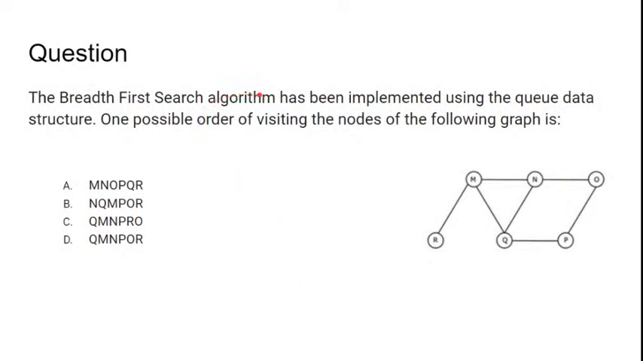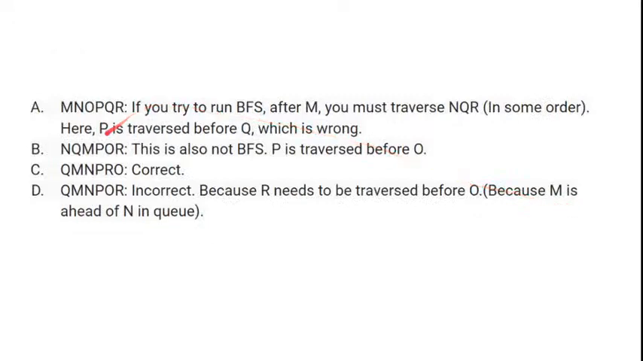The breadth first search algorithm has been implemented using a queue data structure. One possible order of visiting the nodes of the following graph is asked. Breadth first search is implemented using a queue, which means first in first out. So what is one of the possible orders of visiting the nodes of the following graph? The correct one is Q, M, N, P, R, O. Let us discuss it here.